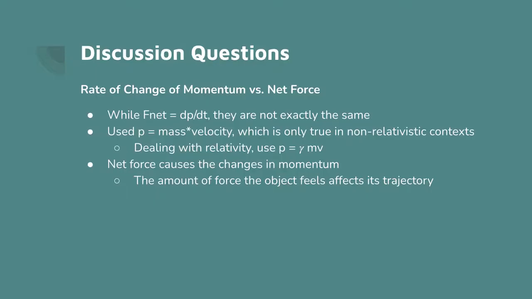In most cases, net force and the rate of change of momentum have equal value. However, they are not necessarily the same. In calculating net force, we used dp over dt, which was determined using the formula p equals mass times velocity, which is used in non-relativistic contexts. But when the object's motion is close to the speed of light, p should equal gamma times mass times velocity, which we did not account for in this lab. Furthermore, conceptually, the net force exerted on the object is the cause for the changes in momentum. So they have the same value, but they represent different concepts.